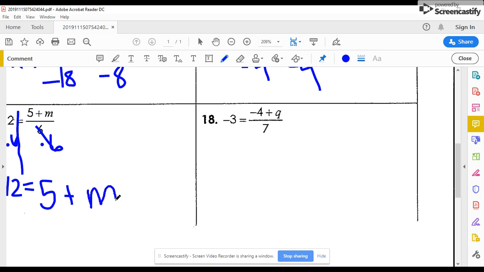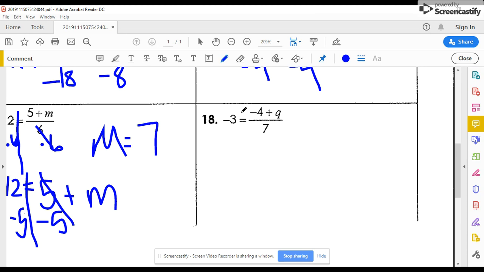And then we have to get rid of the 5. And so we look in front of it and we notice it's a positive 5. So the opposite, the only thing that's going to cancel it is a minus 5. And 12 minus 5 is 7. So m, those cancel. m equals 7.